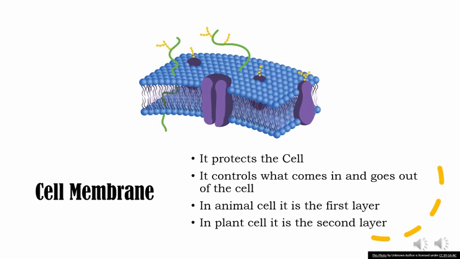Firstly, we have the cell membrane. This protects the cell. It controls what goes in and out of the cell through tiny openings that we call the pores. In animal cells, it is the first layer. In plant cells, it is, however, the second layer, following another layer that makes the shape rigid and encloses the plant cell, and we call this layer the cell wall.